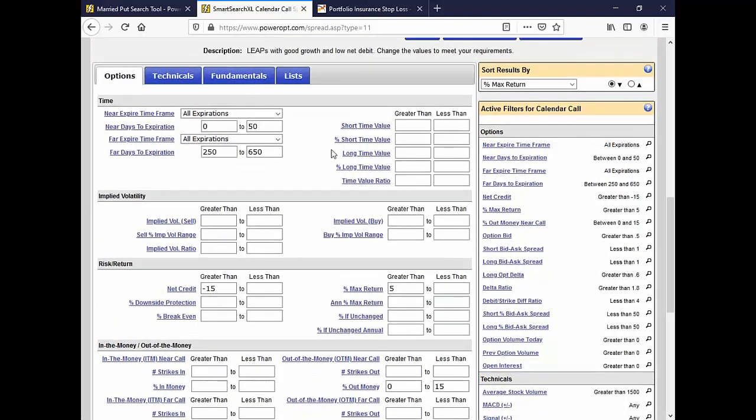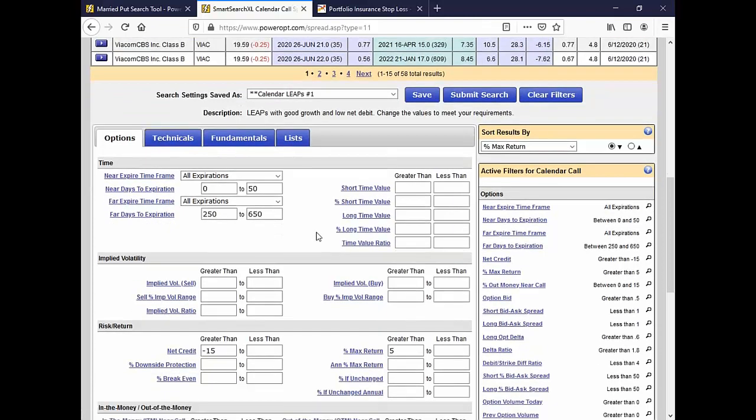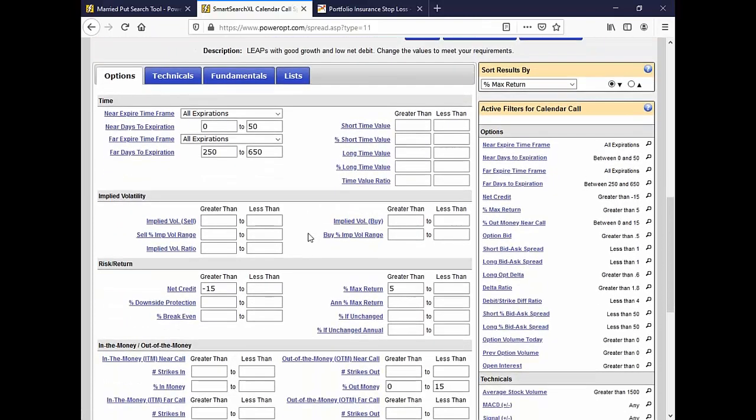Oh, and then Jim, you also said, what about weeklies as well? Yes, weekly options you can screen for as well. In any search, you'll see the same structure below the results: options, technicals, fundamentals, and lists. So stock technicals and fundamentals, and the options as well. You see here we have a wide variety of data for the options that we can screen in the calendar spread. The time frame for the short, and the time frame for the long.